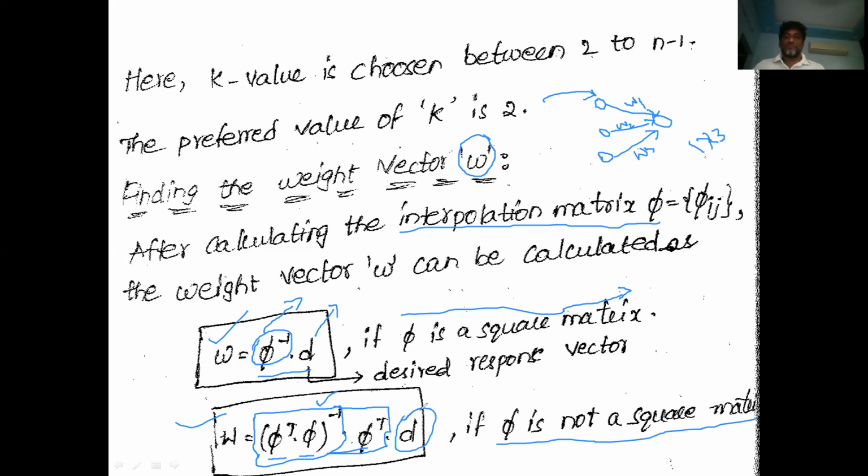So calculating this weight vector W is as simple as that, which involves calculating the interpolation matrix phi. Calculation of the interpolation matrix involves some radial basis function also. Please go through the previous XR example that I explained in the earlier session first, and then come back to how to find this weight vector W. Then you will easily understand how it is done.